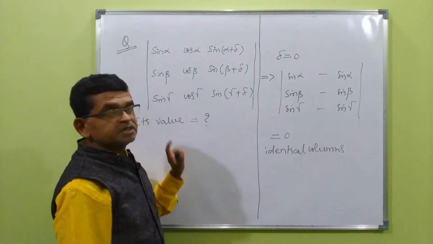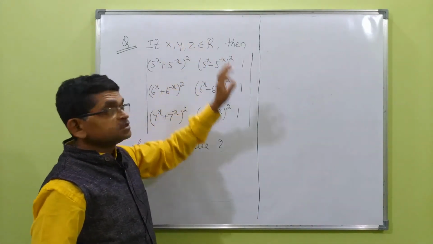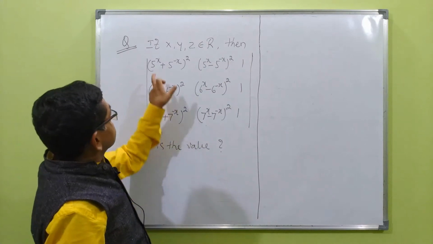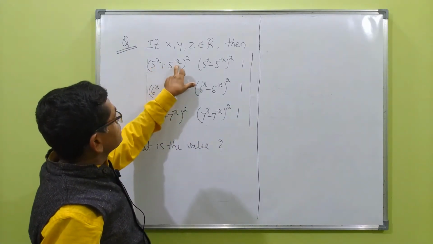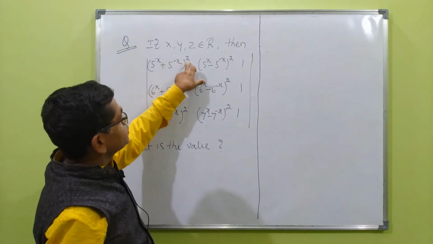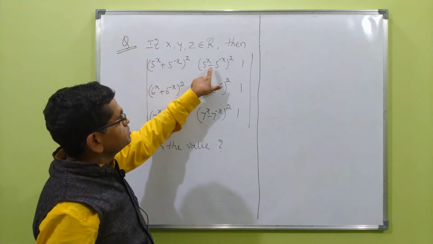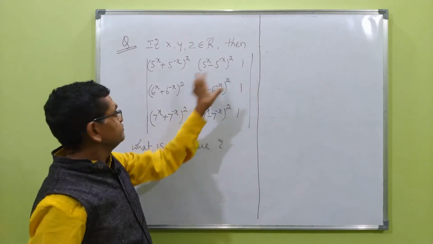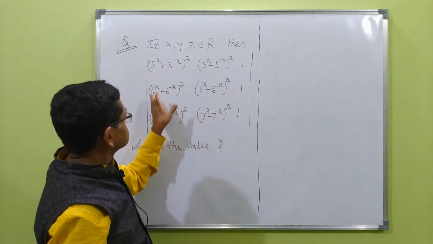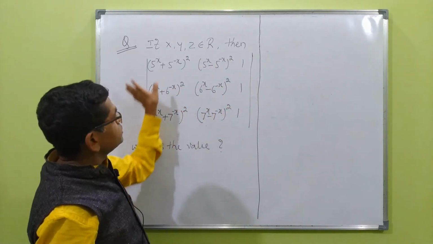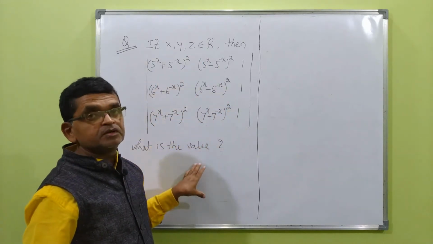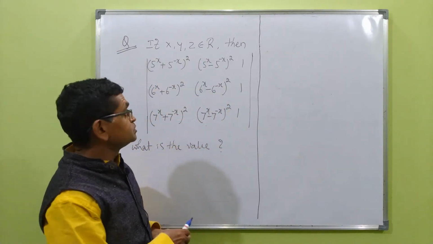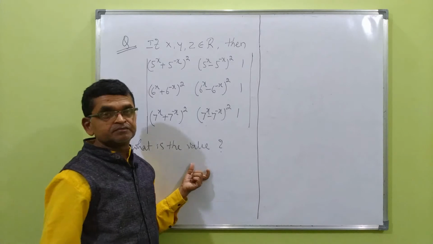Okay, the value will be this. If x, y and z are real numbers, then 5 raised to x, 5 raised to minus x, whole square; 5 raised to x minus 5 raised to minus x, whole square, and 1. Similarly for x, 6 and 7 numbers. You are asked to find the value. There are 4 options. I did not write the options.